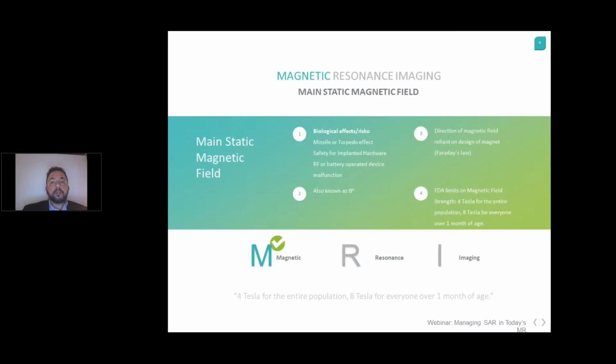a loop recorder is only approved for use via the manufacturer guidelines in a horizontal closed bore system. So the direction is very important to the MR technologist in establishing safety in our patients. FDA limits for the magnetic field strength, 4 Tesla for everyone, the entire population, but it's limited to 8 Tesla for those that are over 1 month of age. So unable to image on 8 Tesla, newborns, neonates.